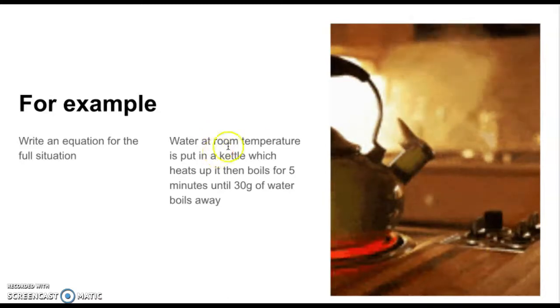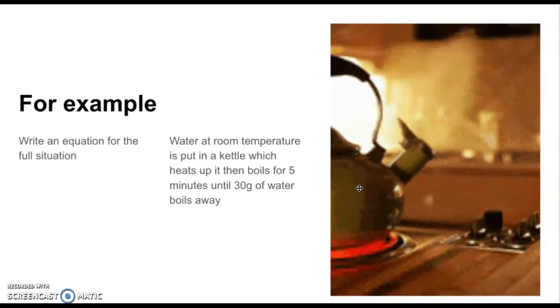You've got water at room temperature, about 23 degrees, and you put it in a kettle, which heats up and then boils for 5 minutes until 30 grams of water boils away. So what we've got there is a complex situation because heat is coming in from the stove, right? And the water, remember, was at 23 degrees. So that water has to go up to boiling. So you have to use this idea of specific heat capacity and Q being used to increase the temperature up to 100 degrees of that water.